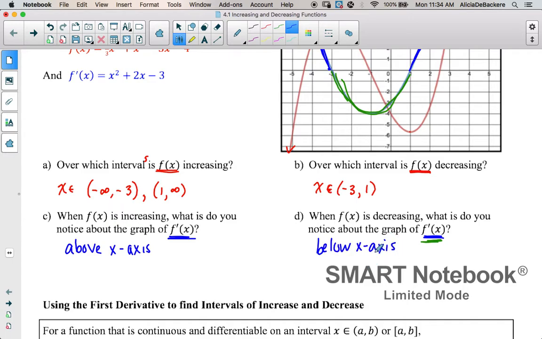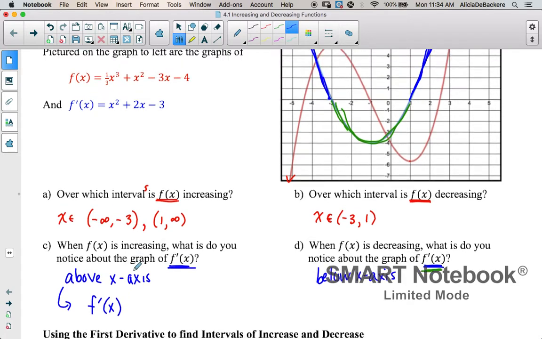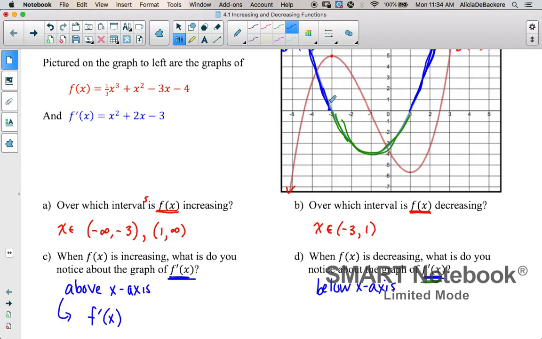Now, we don't like to use words a lot in math, so we're going to try and transform that into symbols. Instead of saying above the x-axis, I'm going to talk about what's going on with the value of the derivative. So what that tells me, if I'm above the x-axis, the value of the derivative is a positive number. So the value of the derivative is going to be some positive number greater than 0. And below the x-axis, again, I can transform that into some mathematical notation, and I can say that the value of the derivative is going to be below 0, or negative, like this.